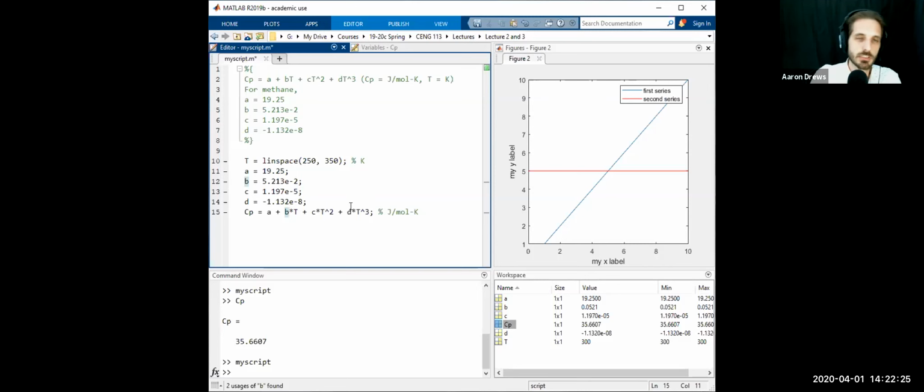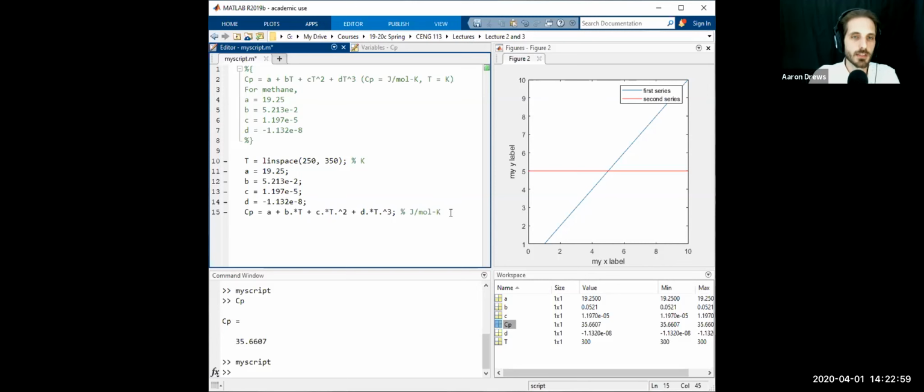Element-wise multiplication is to add dots before any multiplication or any caret operators, raising things to powers. And that just tells MATLAB, do this operation once for each one of the elements inside the vector or matrix, as opposed to not having the dot. If you delete the dot, then you're actually asking MATLAB to do matrix squaring or matrix cubing or matrix multiplication. And we usually don't want that. And so we put dots in front of the multiplication symbols.